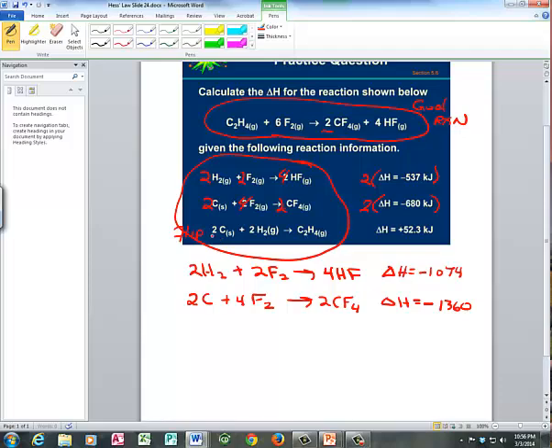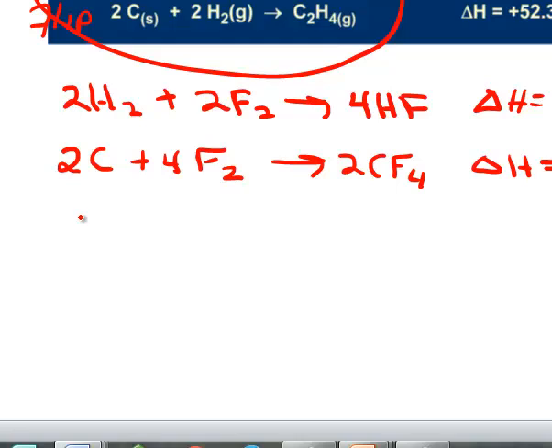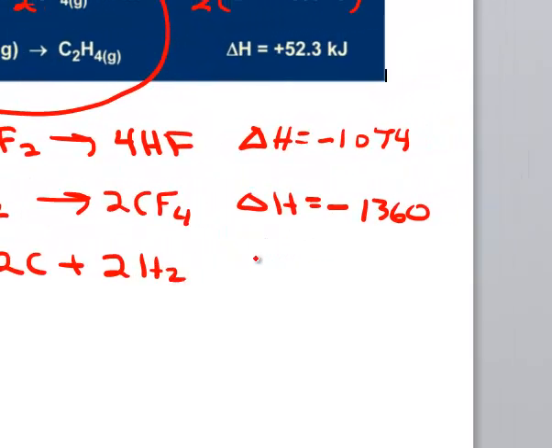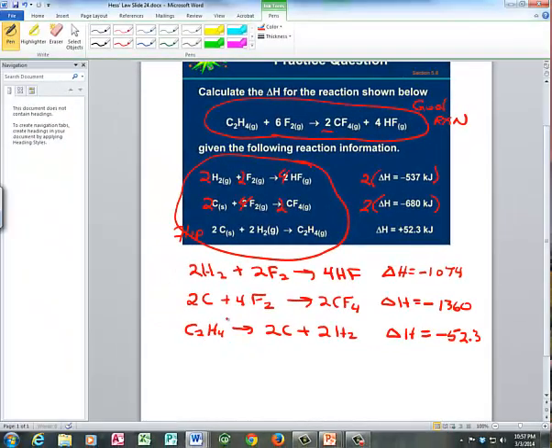Okay. Finally, I'm flipping this reaction. I don't have to multiply it by anything, but that's going to give me C2H4 decomposes to form 2 carbons plus 2 H2s. And if I've flipped the reaction, I have to change the sign on the delta H. So the sign on the delta H is now minus 52.3 kilojoules.